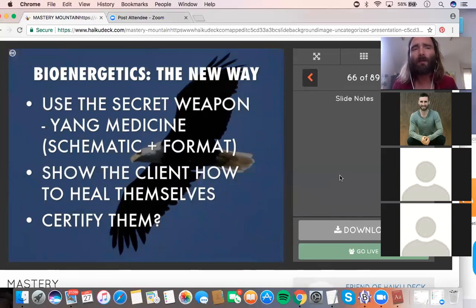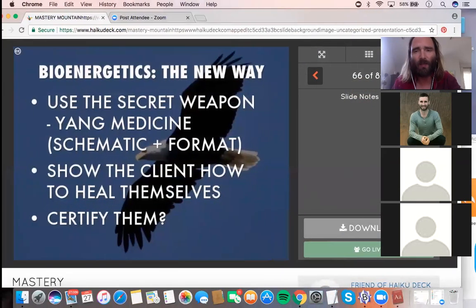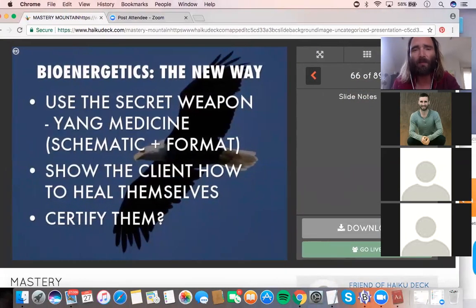Bioenergetics, the new way. We use the secret weapon, which is Yang medicine, the schematic and the format. This will heal most bioenergetic issues. So I'm kind of proud of saying we have a medicine for all of the stuff I studied years ago. You want to show the client how to heal themselves first and foremost, like teach a man or woman to fish, a god or goddess, make them the Jedi. Just having you come in and doing healing stuff on them, probably not going to heal much. It's like 90 days of committing to the training.